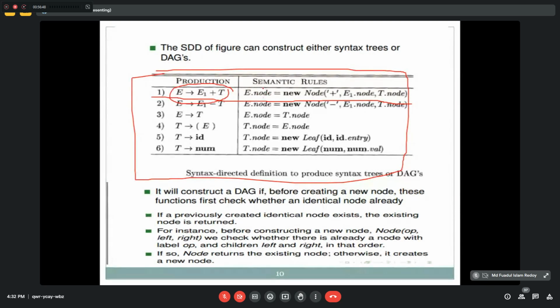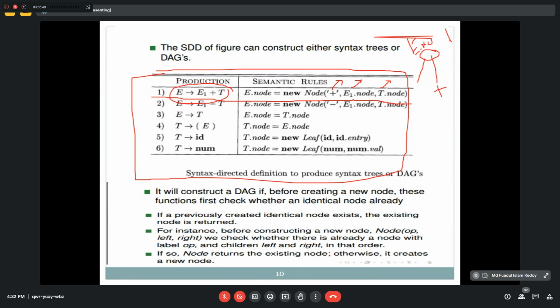a node is created. This is the operator, this is the left child, and this is the right child. That means a new node will be created and the new node will be E dot node. The operator of this one is plus, the left child will be E1 dot node and T dot node will be the right child. Okay, got it? Got it, everyone?